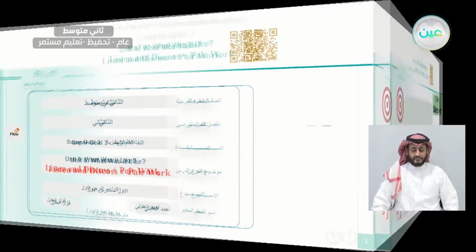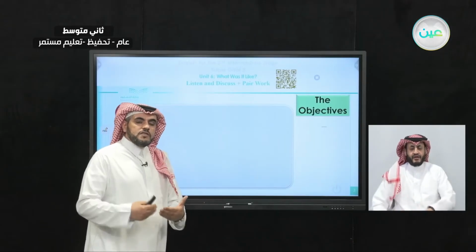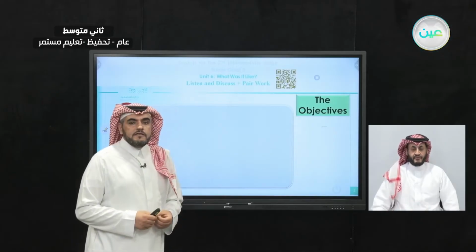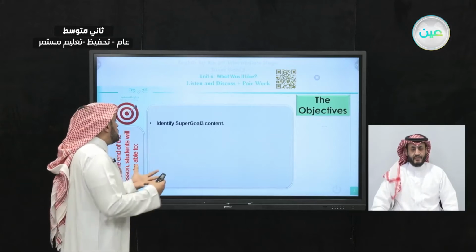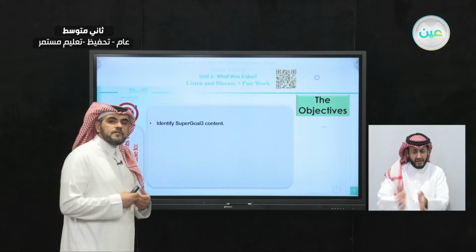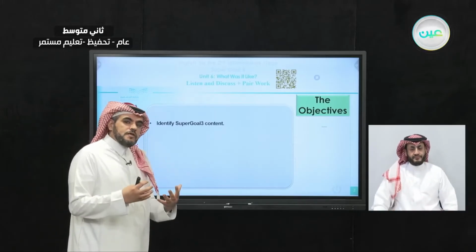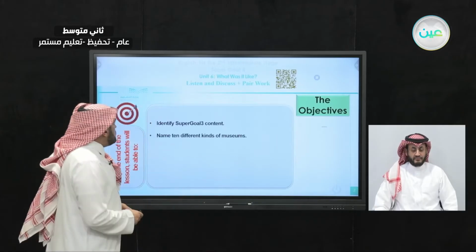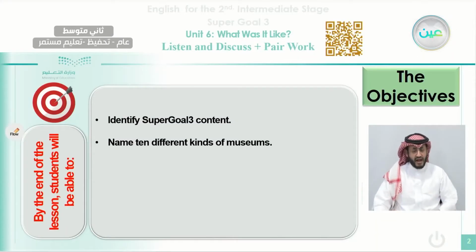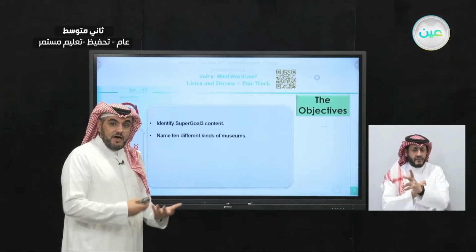Let's start our class today by reviewing the plan, the objectives. What are we going to achieve at the end of this class? At the end of the class, the students will be able to identify Super Goal 3 contents, what the things are that this nice book, Super Goal 3, has. Also, the students will be able to name 10 different kinds of museums. We'll study about museums, and you will learn what museums are.